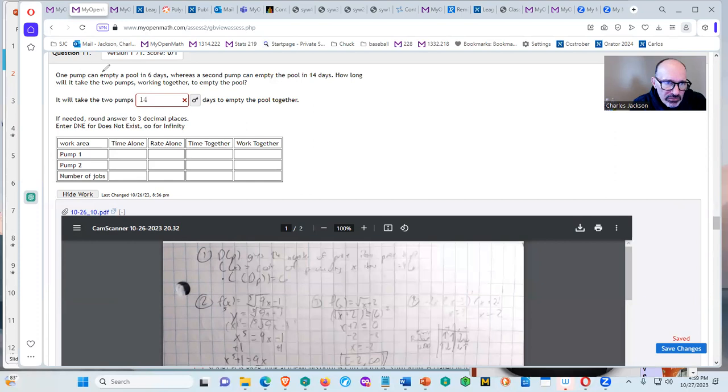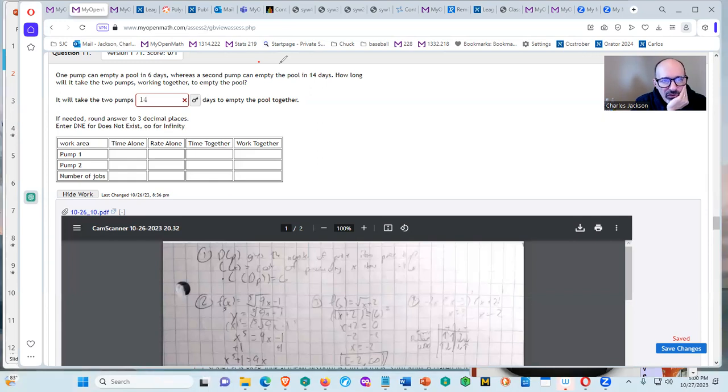let's see here. One pump can empty a pool in 6 days, whereas a second pump can empty the pool in 14 days. How long will it take the two pumps working together to empty the pool? So this is of the general species of working together problem. Another example would be like, Alice can mow the lawn in 2 hours and Bob can mow the lawn in 3 hours.